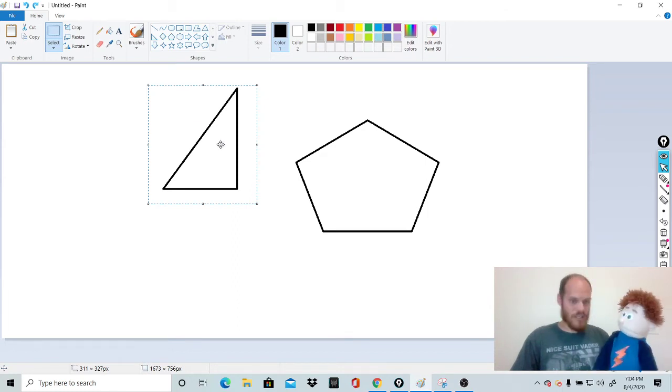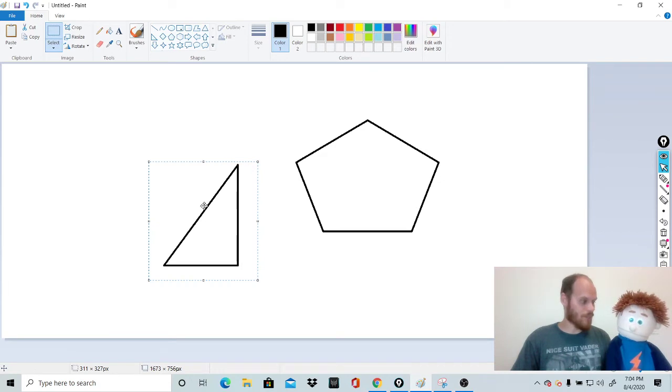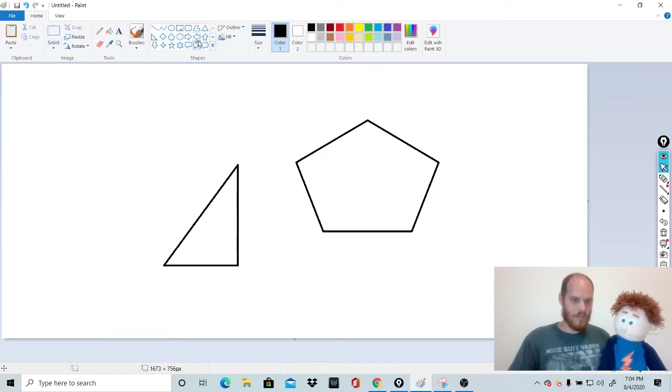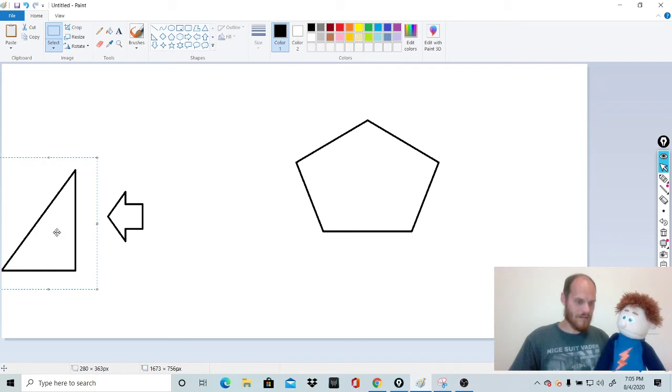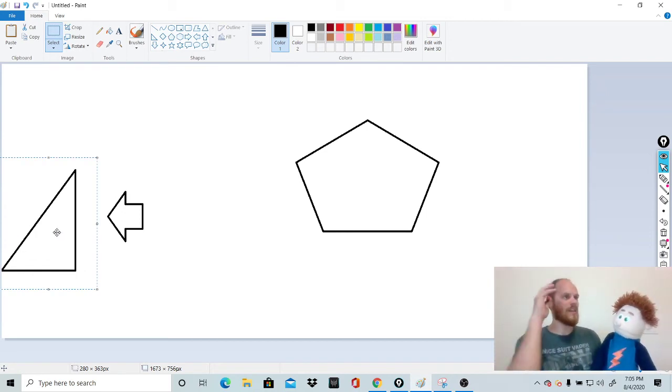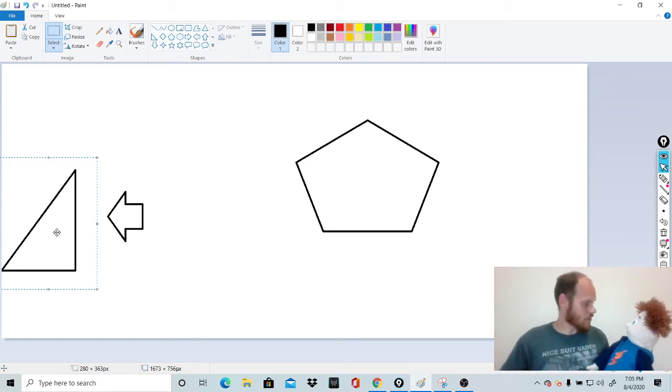A translation is a slide, where you're just sliding the shape along the same plane. Which means that shape moved from here to basically here. This is a translation. I would take this shape and translate it from one section to the other. It'd be kind of like moving your couch from one side of the room to the other without actually changing the shape.